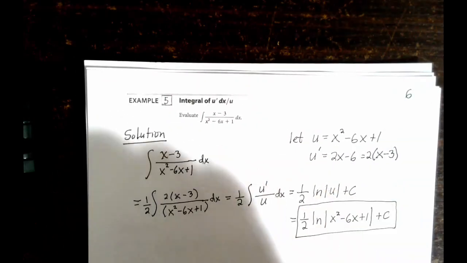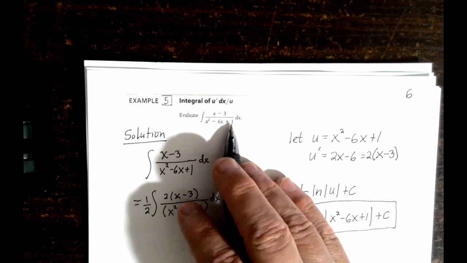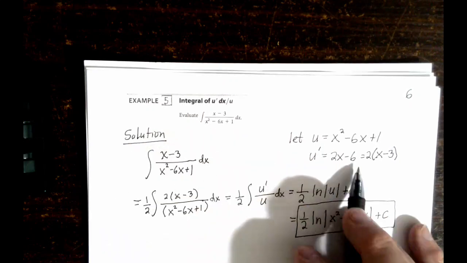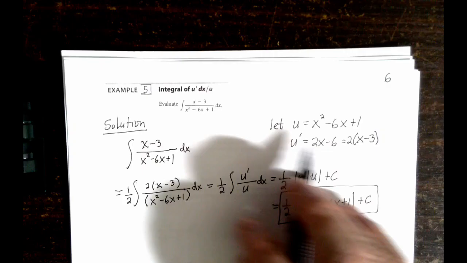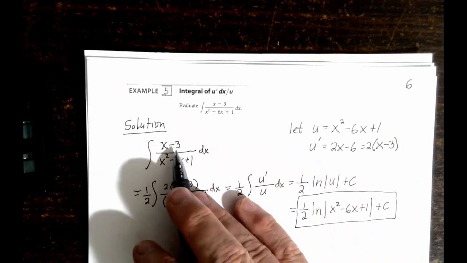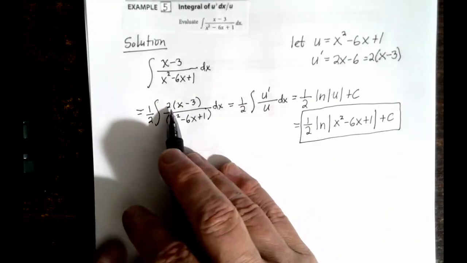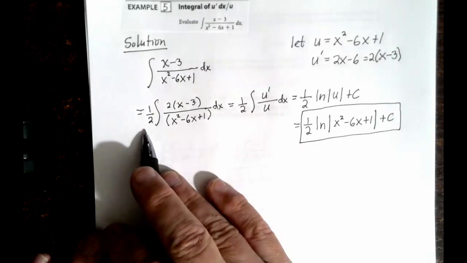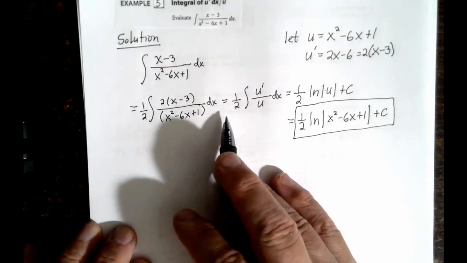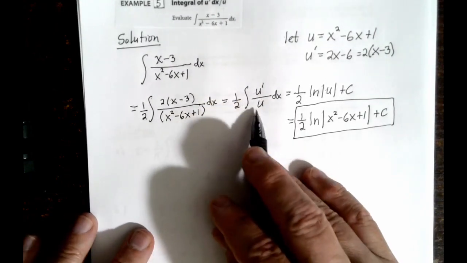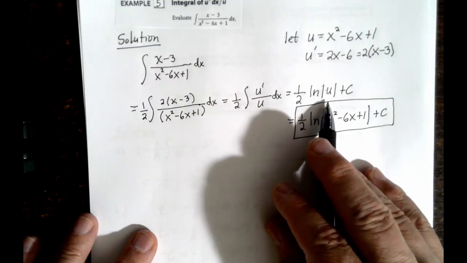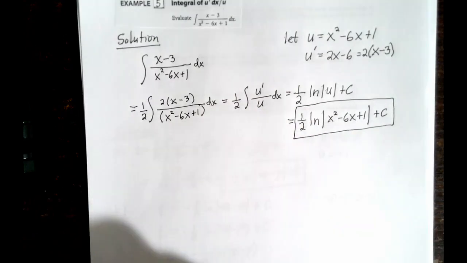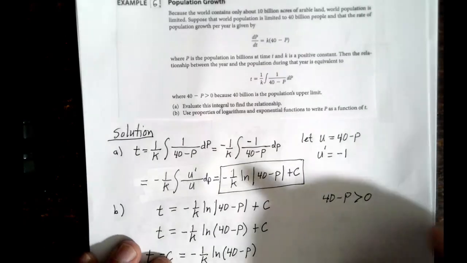Number 5, you take this denominator to be your u, and then your u prime is this guy. When you factor it, you get 2 times x minus 3. Well, you got the x minus 3 already. You just need to put a 2 in there. So when you put a 2 in there, you got to put a 1/2 out front. And so you get 1/2 u prime over u dx, and so it's just 1/2 ln of absolute value of u plus c, and you replace u with what u equals.